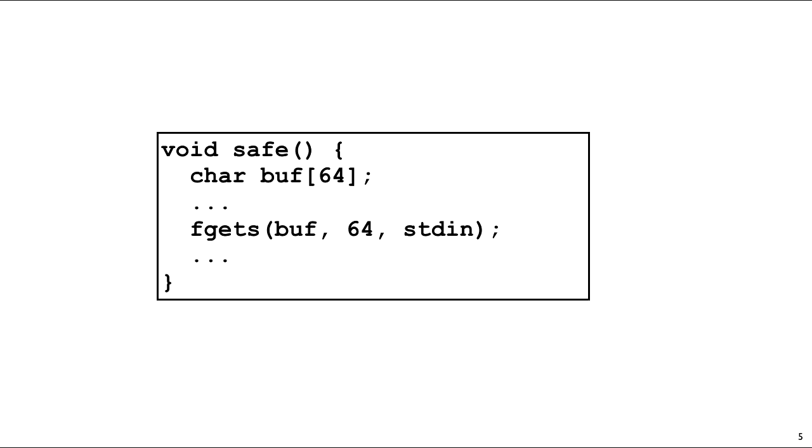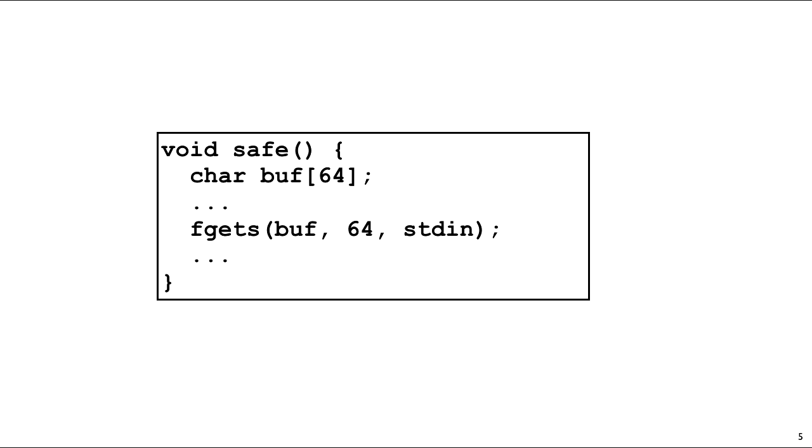So how do we make code safe against buffer overflows? Well, one way is to, instead of using gets, you can use fgets, which is a limited form of gets, which will read an input from the input and write it into this buffer, but no more than 64 bytes. It won't write more than 64 bytes into that buffer. In this case, 64 is an argument.